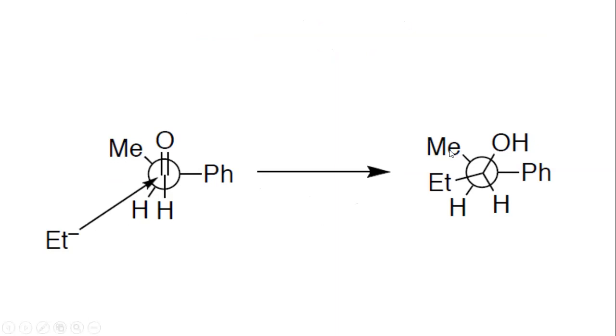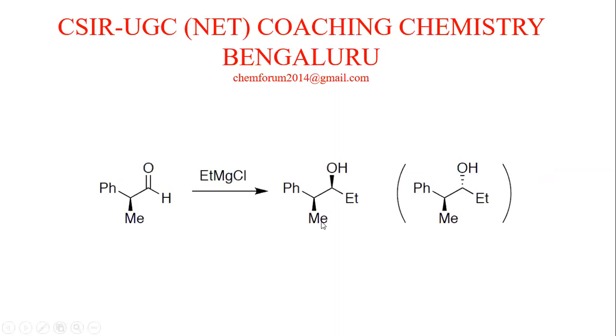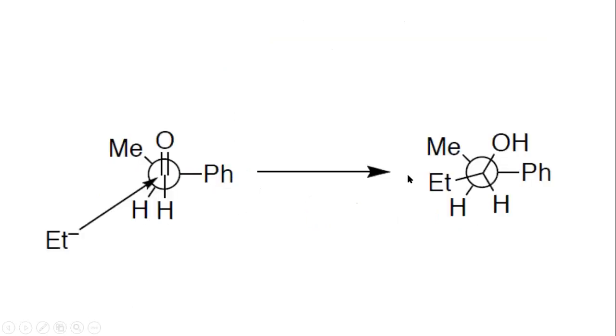So this methyl is above the plane, but this methyl is attached to the rare carbon. Automatically, this OH also will be above the plane. So methyl and OH are above the plane automatically, and the hydrogen here, which is already below the plane, and the hydrogen here also should be below. So these two will go above the plane, and these two will become below the plane.